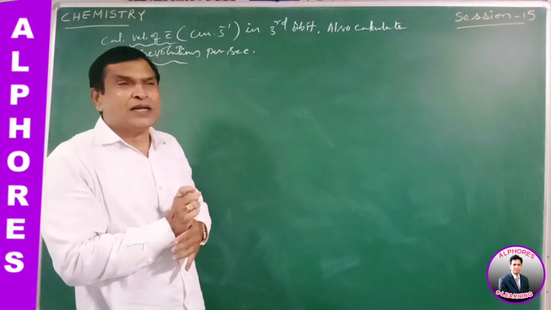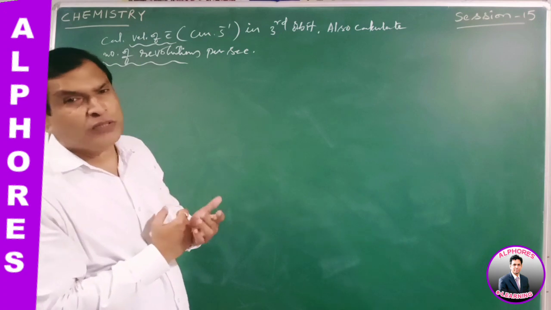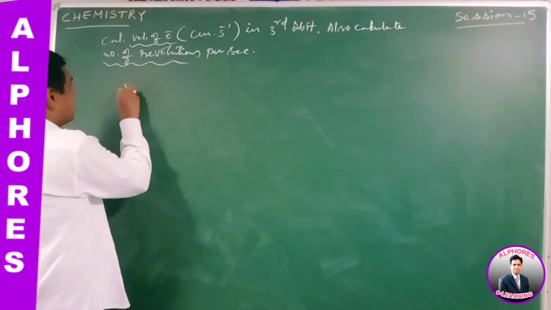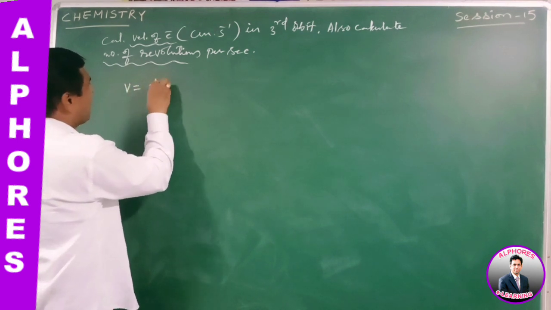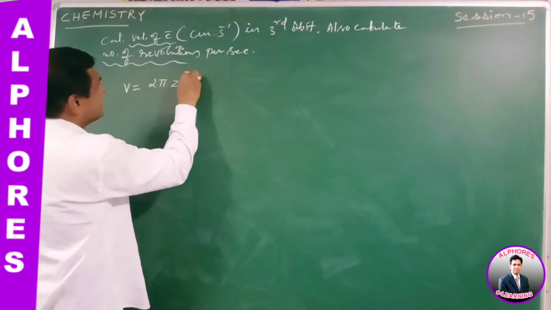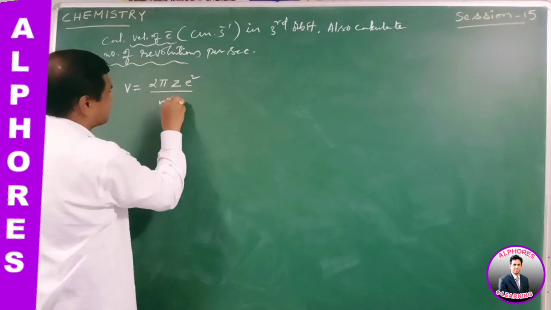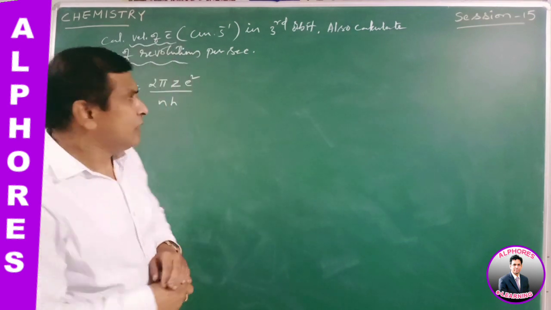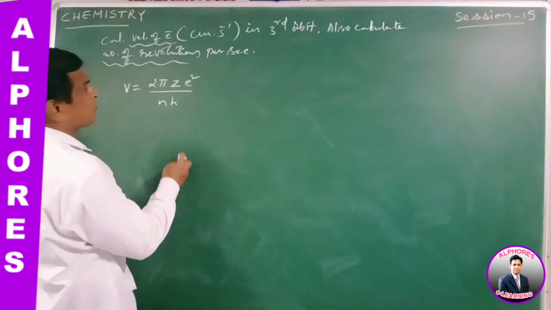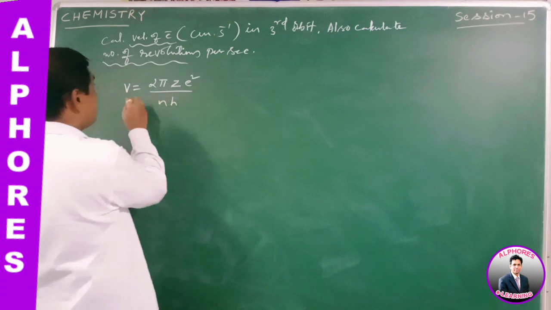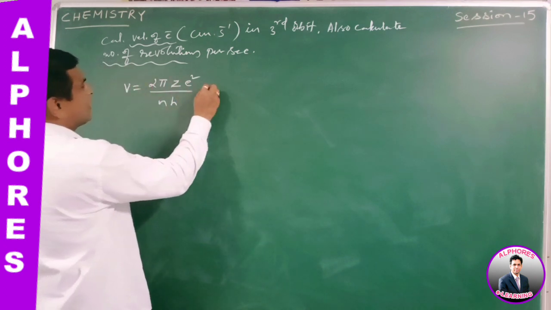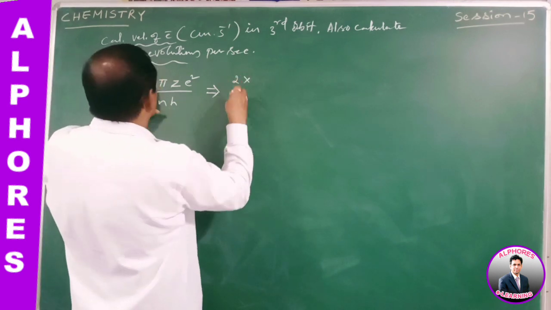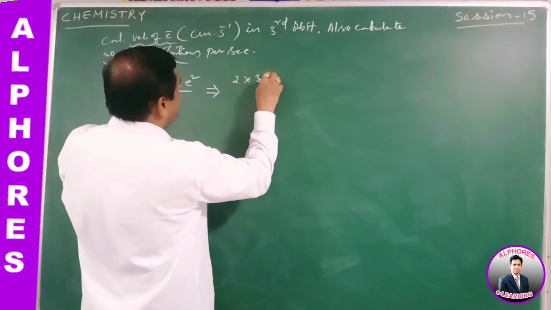Now the velocity of the electron formula: velocity of the electron is equal to 2 pi z e square by nh. Velocity of the electron in the orbit is given by the formula like this. So velocity of the electron where? In third orbit.